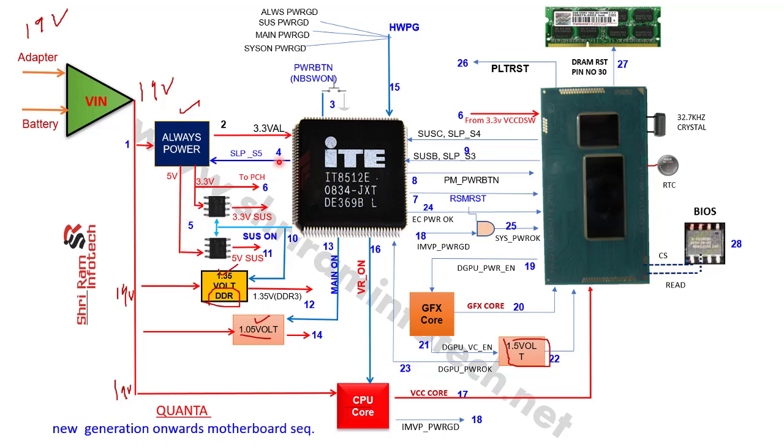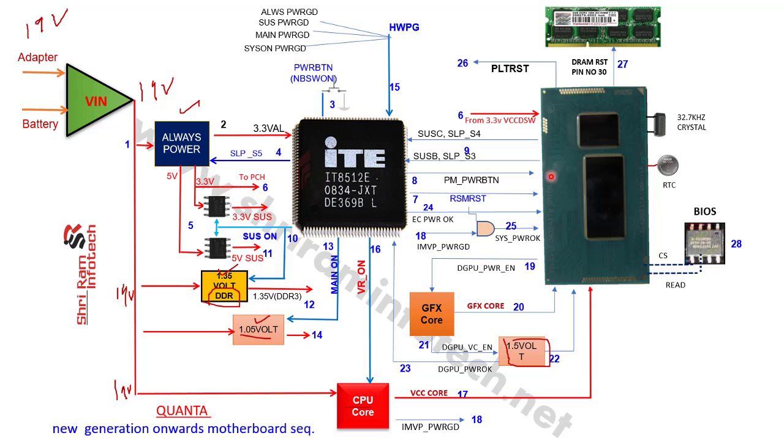If this signal is not coming out from the SIO, then the SIO is probably faulty, or the EC BIOS is faulty, so you have to check that signal. This signal should appear after pressing the power button. Then both voltages will be generated, 3.3 and then 5.